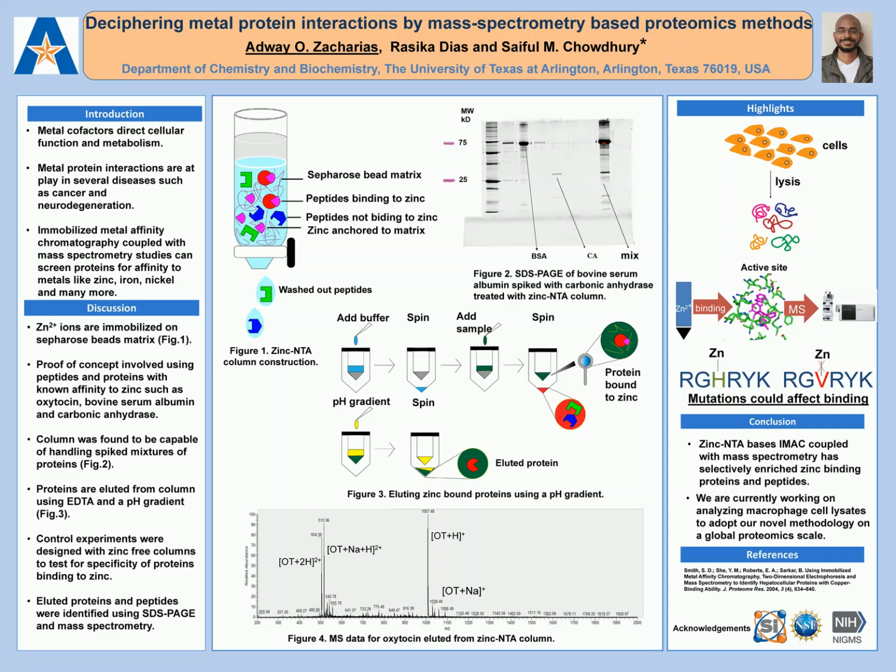We've also tested the column at the protein level by using proteins such as BSA and carbonic anhydrase. If you look at figure number 2, we have an SDS-PAGE of BSA and carbonic anhydrase that have been identified individually as well as in a mixture. So we actually spiked BSA and carbonic anhydrase together, introduced it into the column, and we found that the column was able to isolate both of them together.